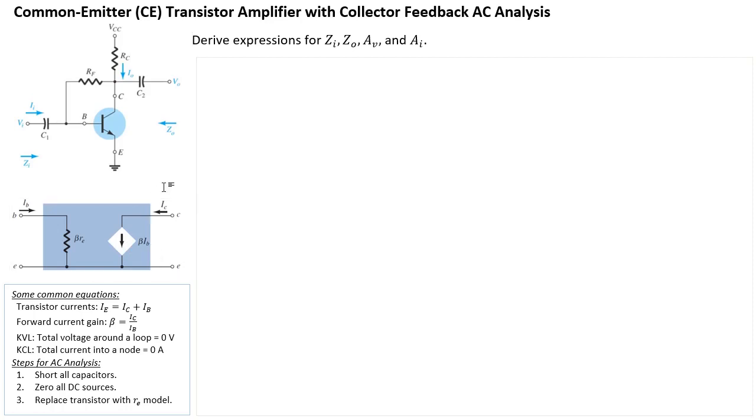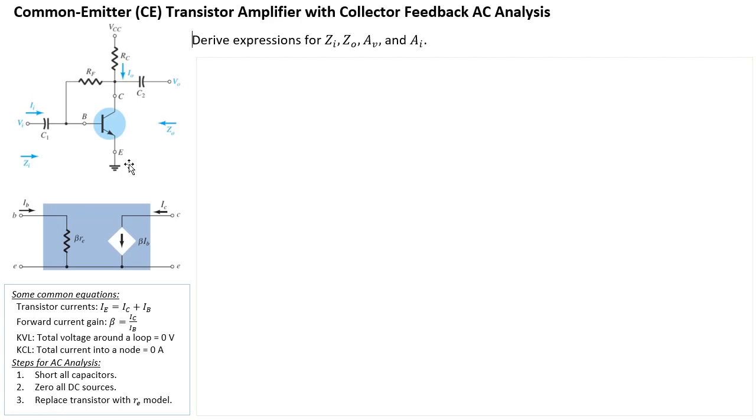So as an analysis of what we do here, C1 and C2 will be short, so it'll just be a straight line going to VI and a straight line going to VO. When you zero all DC sources, in this case just VCC, it goes to ground, so VC becomes 0 volts. That means one side of RC is connected to the collector, and the other side of RC will be connected to ground, so the top part of RC ends up at ground, which is connected to the emitter side.